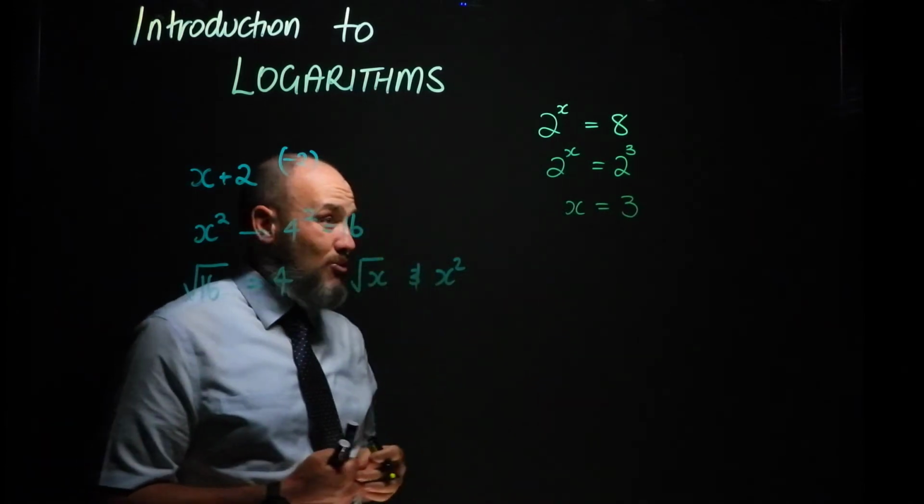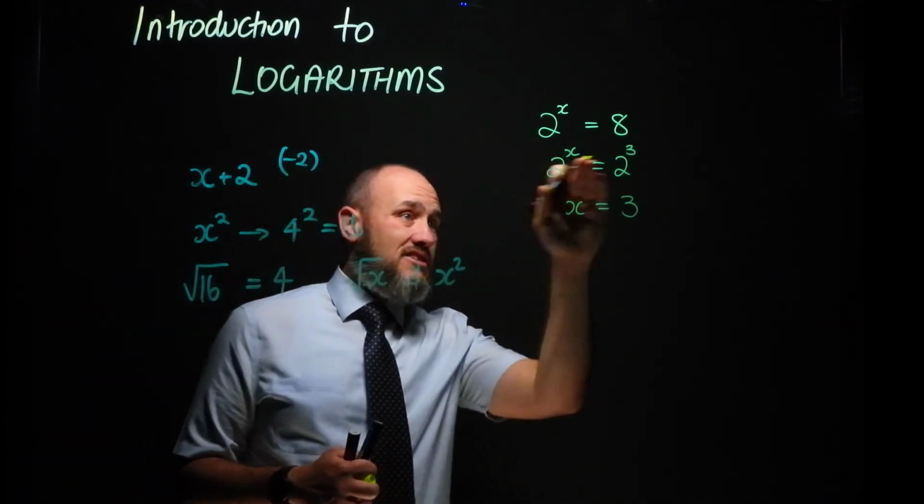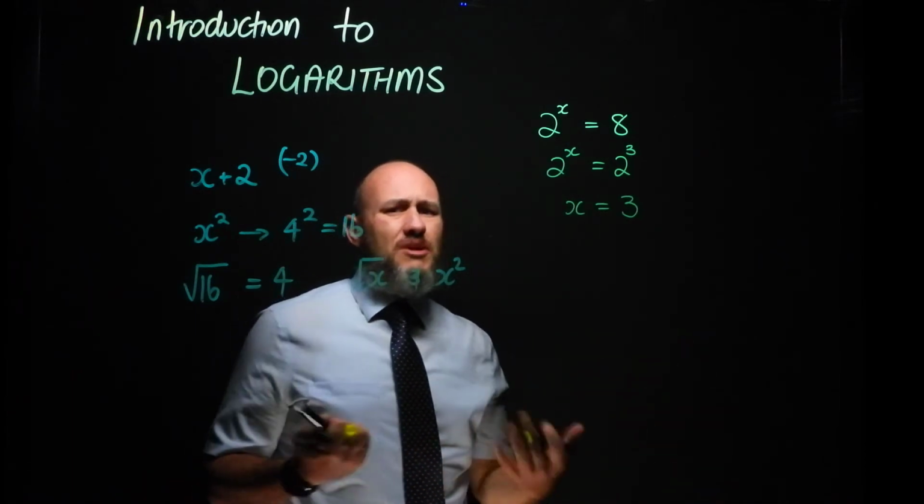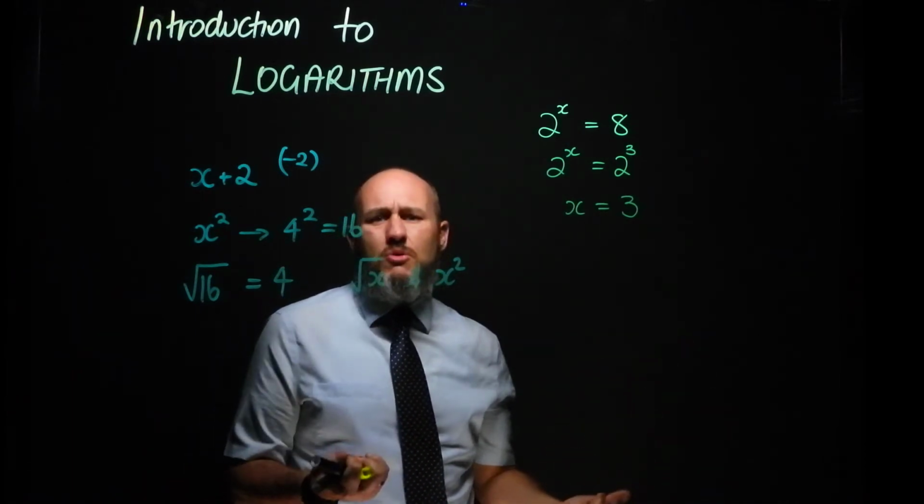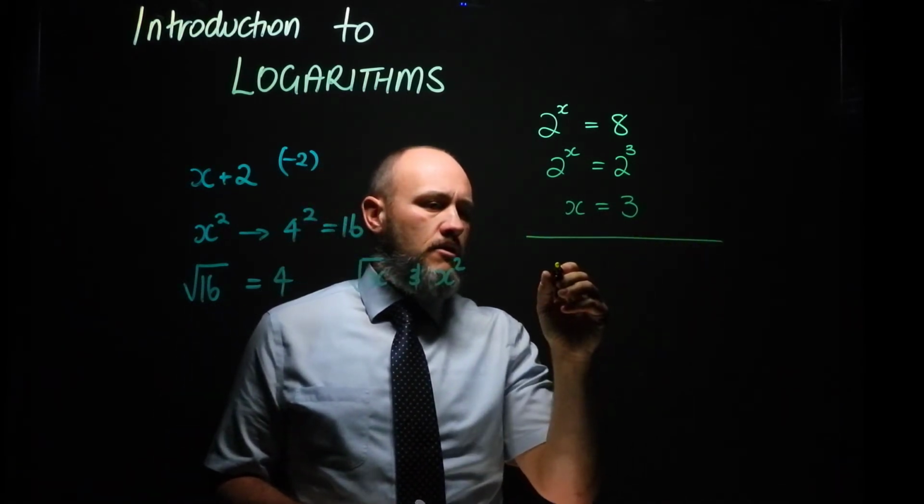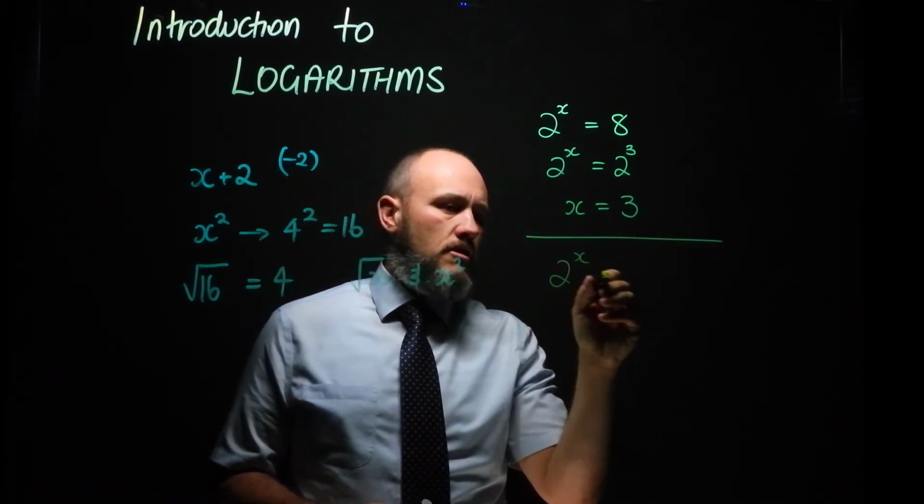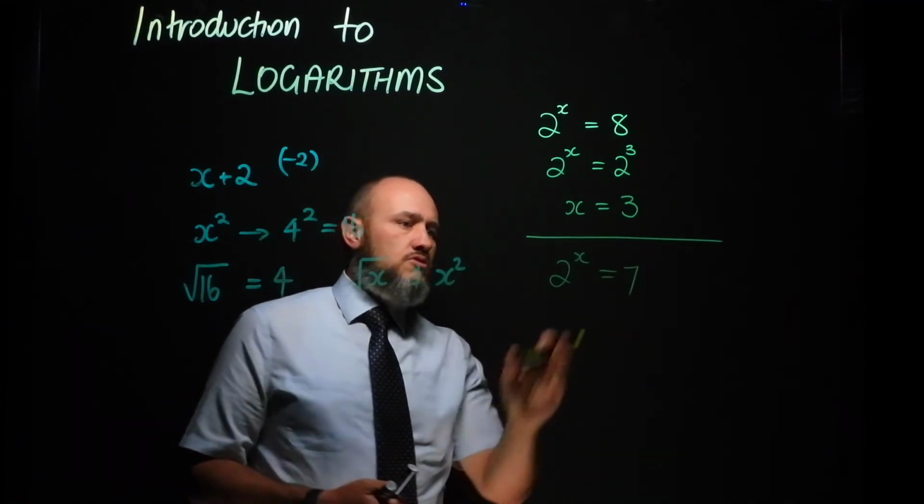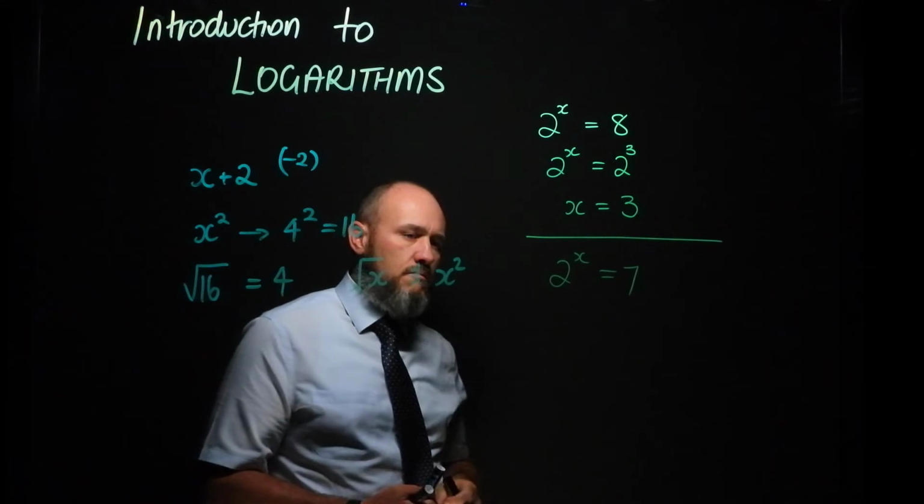That's equating our powers. You can see the indices, x here, 3 there, 2 to the power of something equals 2 to the power of something else. The something must equal the something else. It's the only way to make it work. But what about if we had a question like this? 2 to the power of x equals 7. This is where we have a problem. Because 7 is not a power of 2.